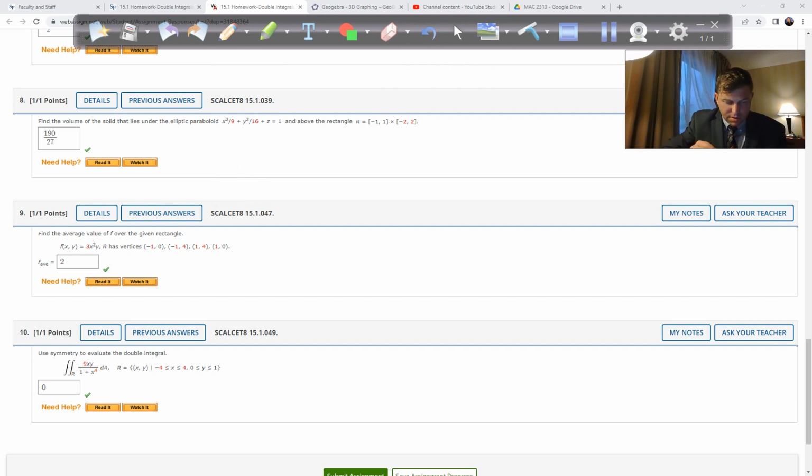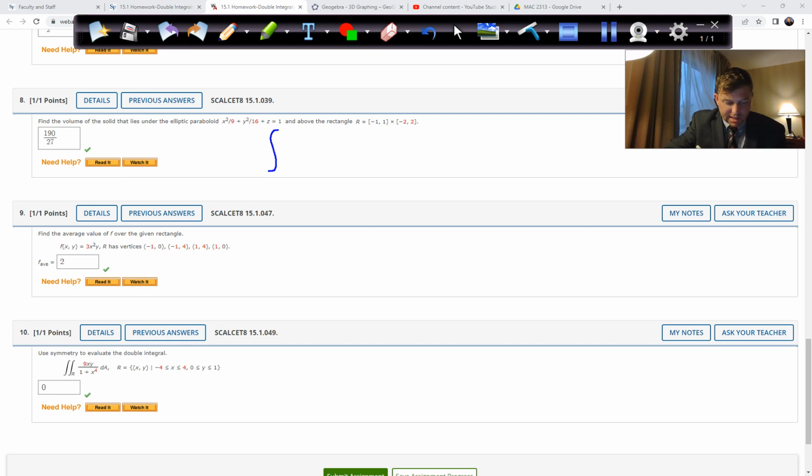Okay, so if we do y first, all x values can be thought of as constants. So we can pull out 9x over 1 plus x^4, and we're just left with y. And then we're going to have dy dx. The y goes from 0 to 1, and the x goes from minus 4 to 4.